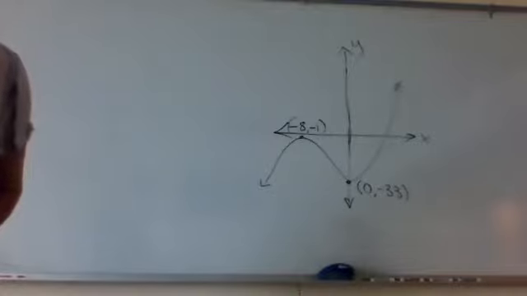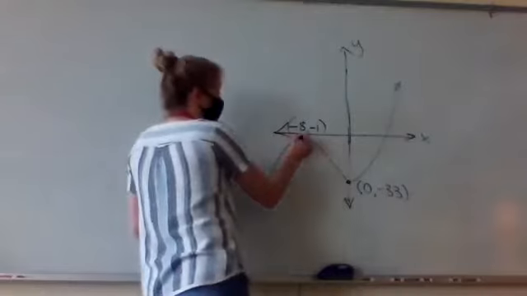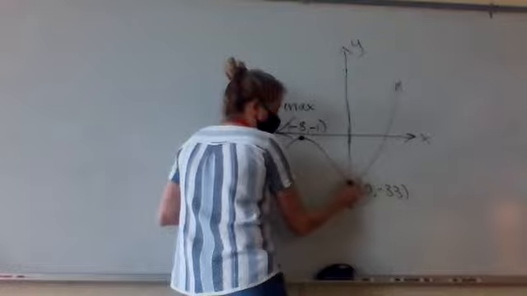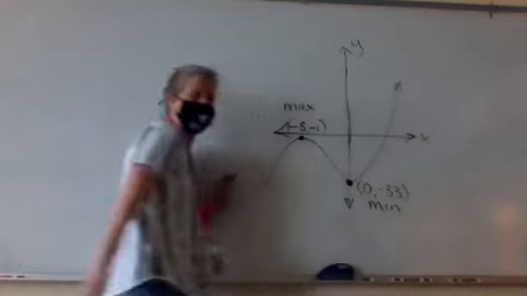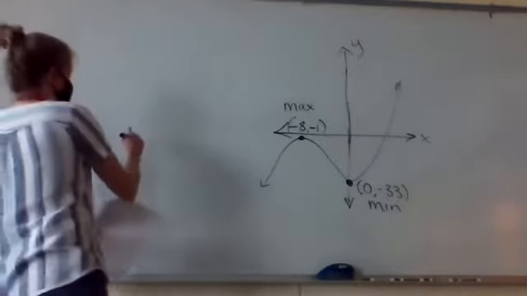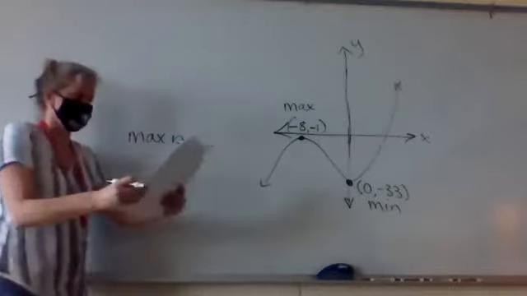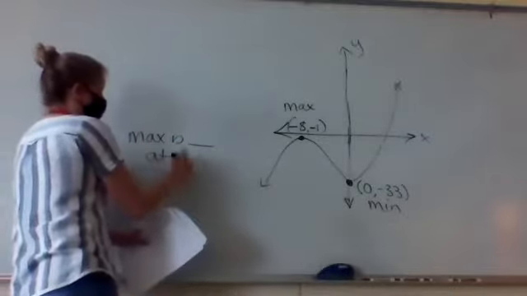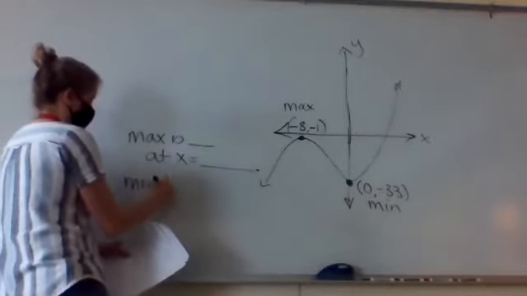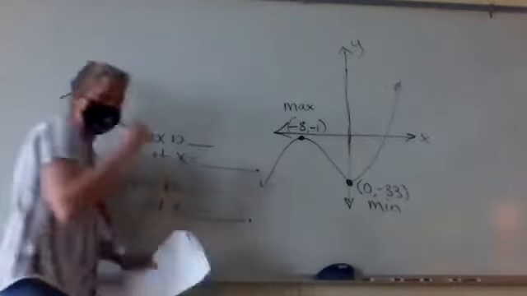It wants to know where its relative maximum is and its relative minimum is. This is the top, which means that's its maximum. This is the bottom, so that one's going to be the relative minimum. So the maximum is blank at x equals blank, and the minimum is blank at x equals blank.